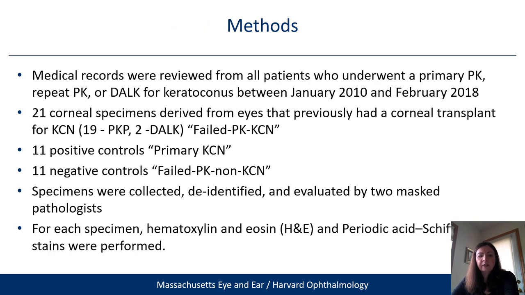We retrospectively looked at patients that underwent primary penetrating keratoplasty for keratoconus between 2010 and 2018 at Mass Eye and Ear. We identified 21 specimens from patients that had a previous corneal transplant for keratoconus. Additionally, we included 11 positive controls of patients that had keratoconus and 11 negative controls for patients that had transplants for conditions other than keratoconus.